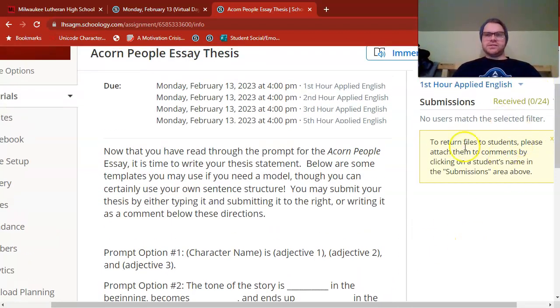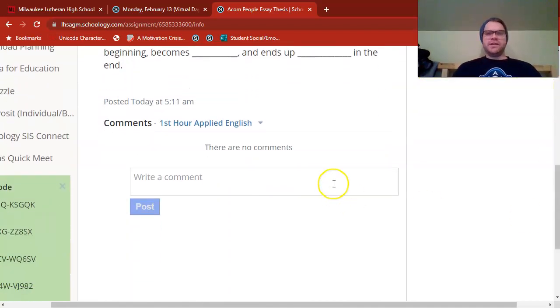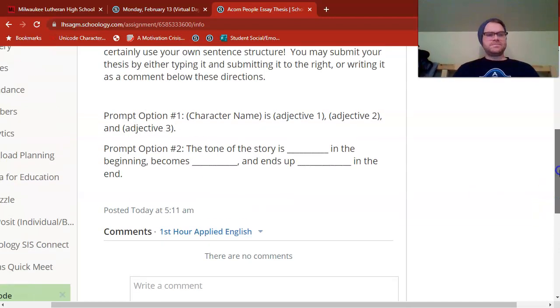Again, you can upload this just as a picture or as a file on the right, or if you want to type it into the comment bar, that works for me as well. I just need a way to see what you're thinking for your thesis so far, and it gives me a chance to grade and comment on it as well.